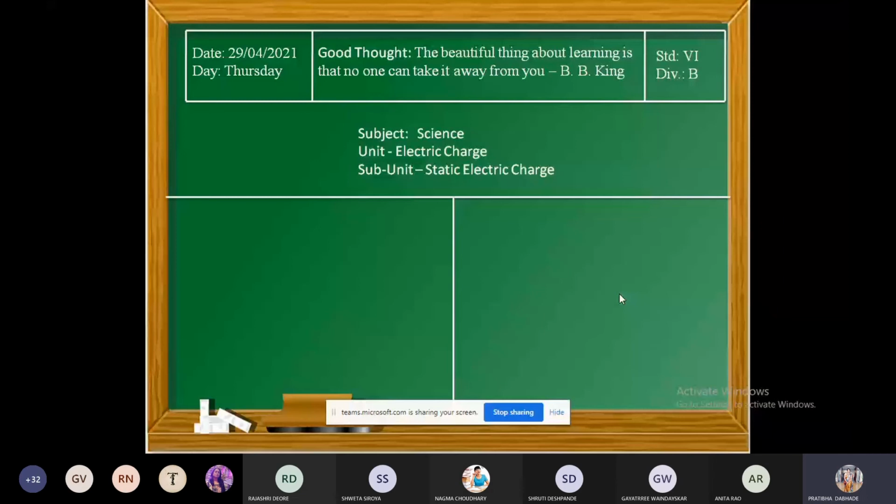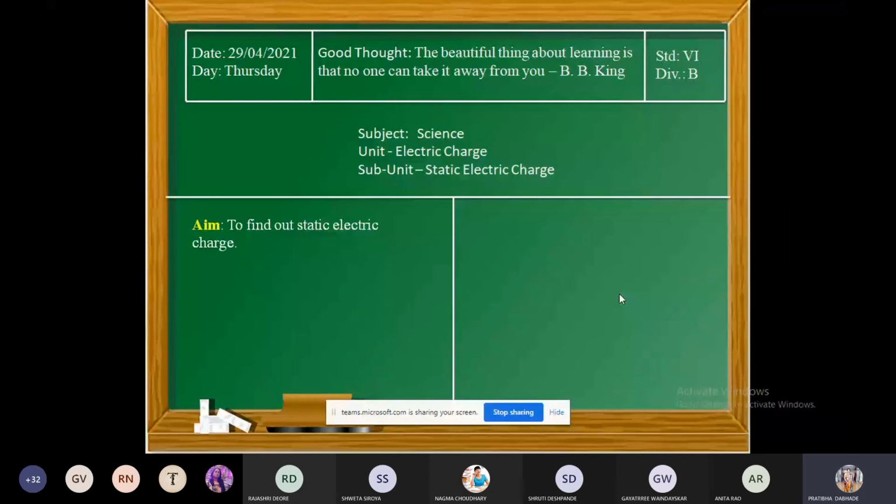I know you like experiments very, very much, but before moving ahead, we should know the aim of the experiment. So let's see what the aim of the experiment is. The aim of the experiment is to find out static electric charge. Let me repeat it. The aim of the experiment is to find out static electric charge.